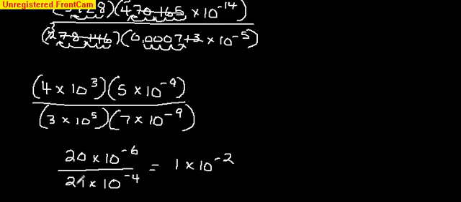This part's a little bit tricky. 20 divided by 21 is close to 1, so I just made it 1. We bring up the negative 4, make it positive 4, so we get 10 to the negative 2. And this is approximate, so you should put this symbol, that means approximately, not exactly equal to. And that's how you round with scientific notation.